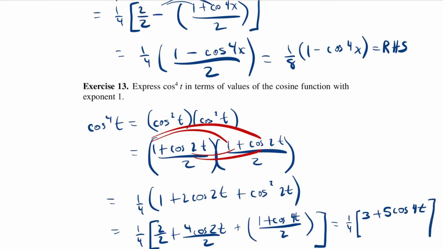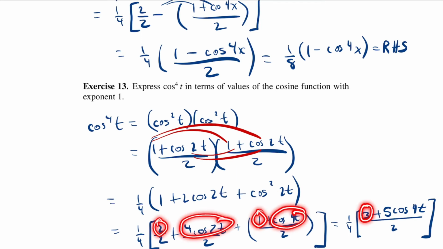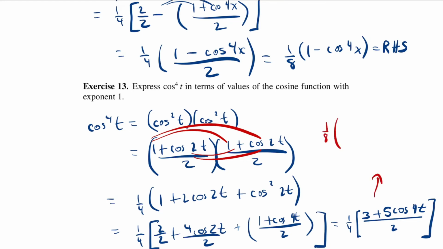All over 2. So I just combined 2 plus 1. That's how I got the 3. And 4 cosine 2t plus 1 cosine 4t is 5 cosine 4t. And the LCD is 2. Now you can multiply these denominators, and that's going to give us our final answer, which is 1/8 (3 plus 5 cosine 4t). And that will do it.